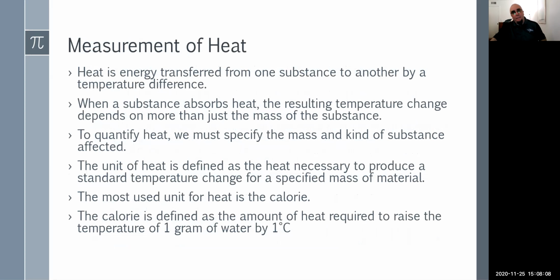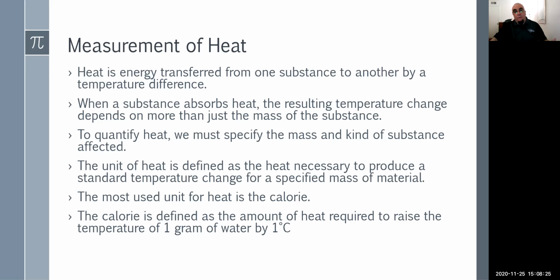So then heat, the measurement of heat is the heat energy transfer from one substance to another. When a substance absorbs heat, the temperature change depends on more than just the mass of the substance. It also depends on what it's made of. Right? Certain substances are going to heat up faster than others.